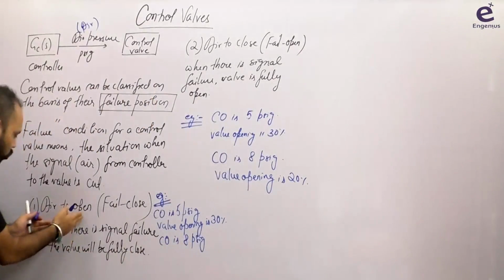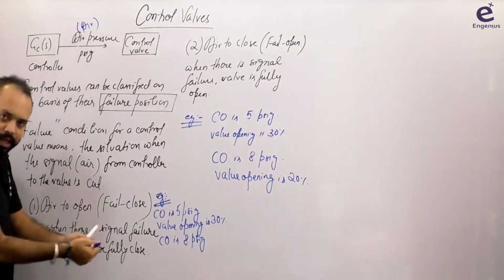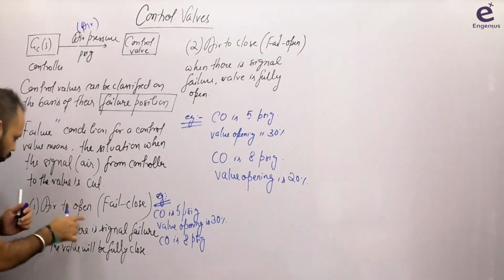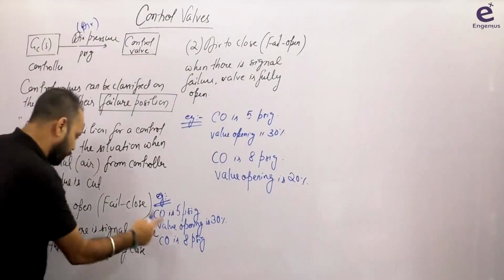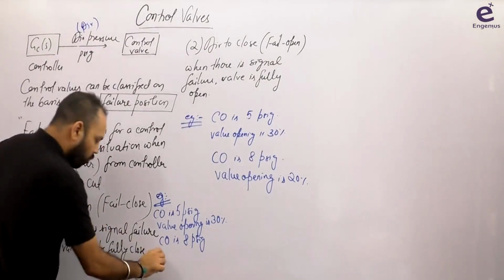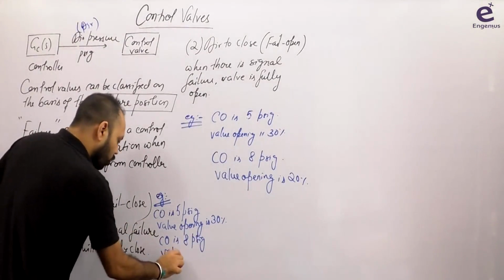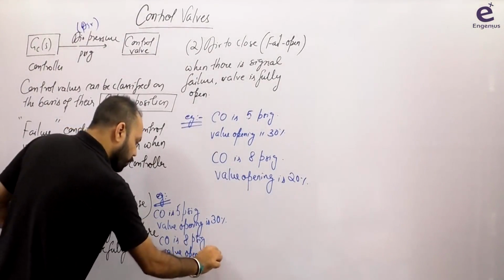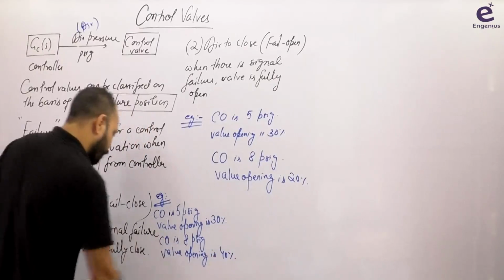Similarly, if you want to open the valve, you have to provide air, you have to provide signal. So air to open means as the air increases, the valve opens. So valve opening will be more than 30. You can choose any value. Valve opening is more than 30, so let's say 40%.